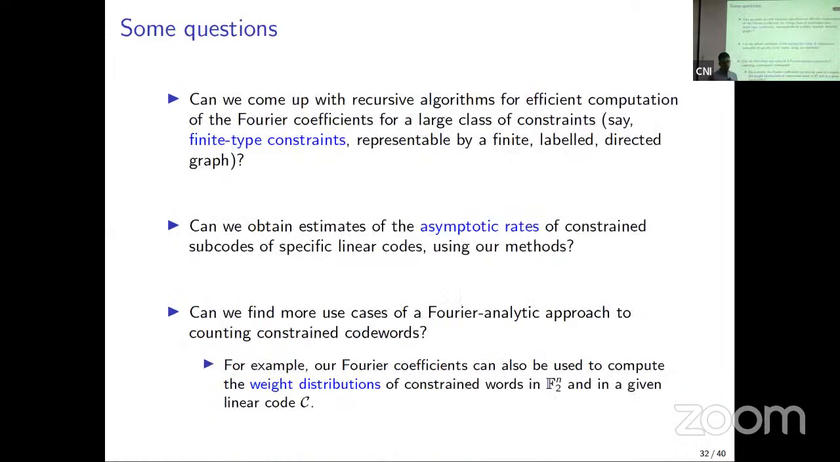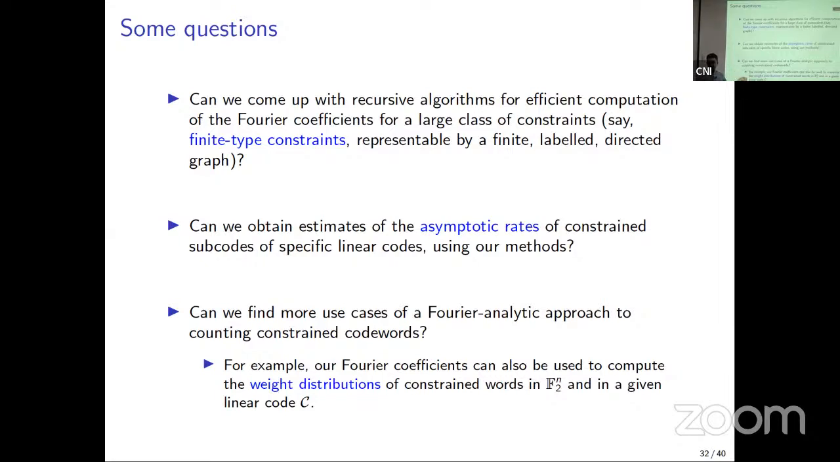So let's go to some questions that are left open by this. Can we design these kinds of recurrence relations for general constraints? Secondly, can we say something about the asymptotic rates of the constraint subcodes of general linear codes? If somebody gives you a linear code, what is the asymptotic rate of the constraint subcodes within this linear code? And thirdly, are there more use cases of the Fourier analytic approach that we just outlined here?